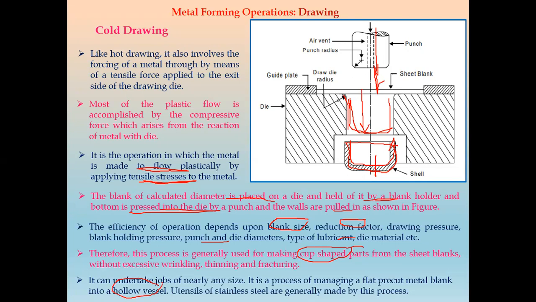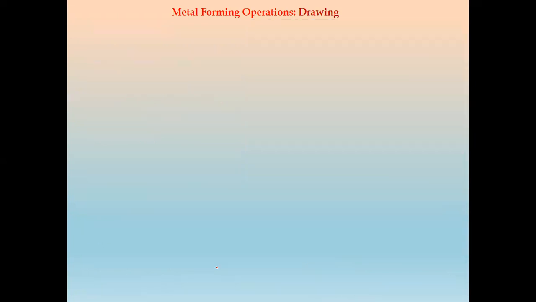So utensils of stainless steel, all types of utensils of stainless steel, are made using this cold drawing operation, or cold drawing process. We have stainless steel cups and glasses, all of which can be made using these cold drawing operations. Next, we have deep drawing.